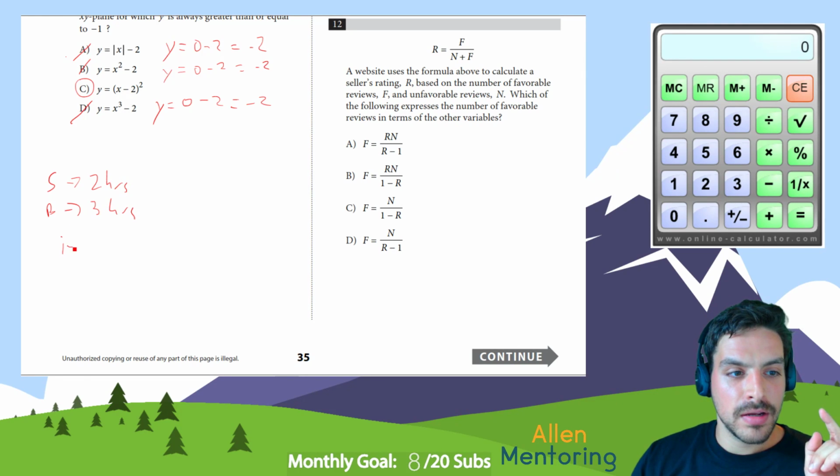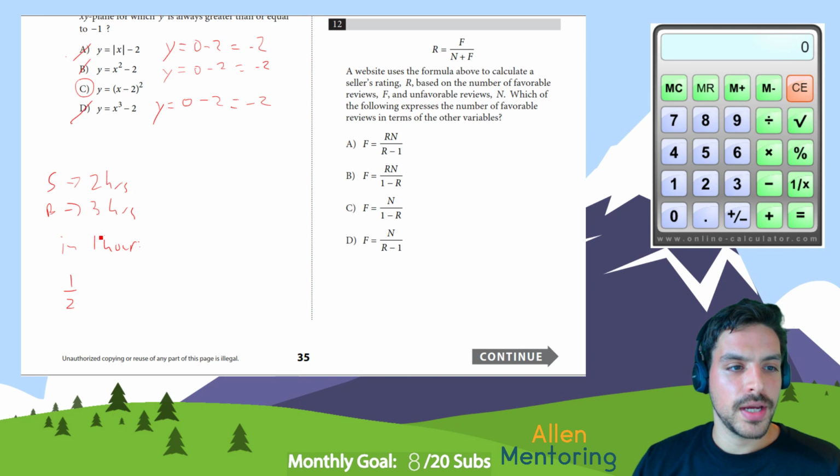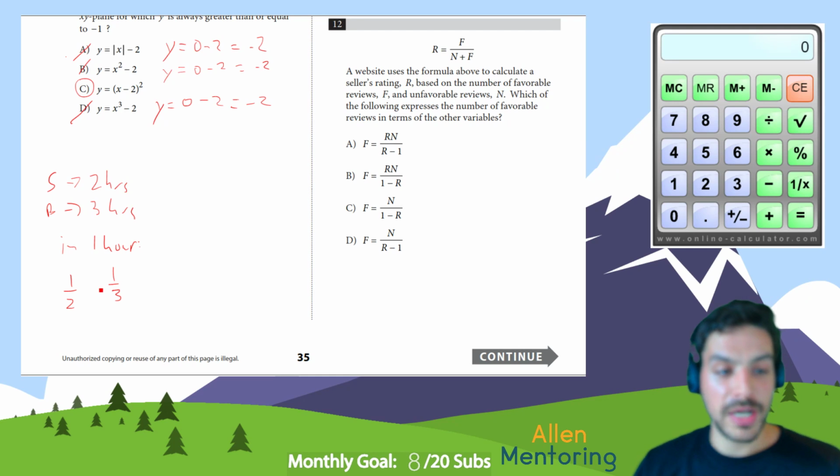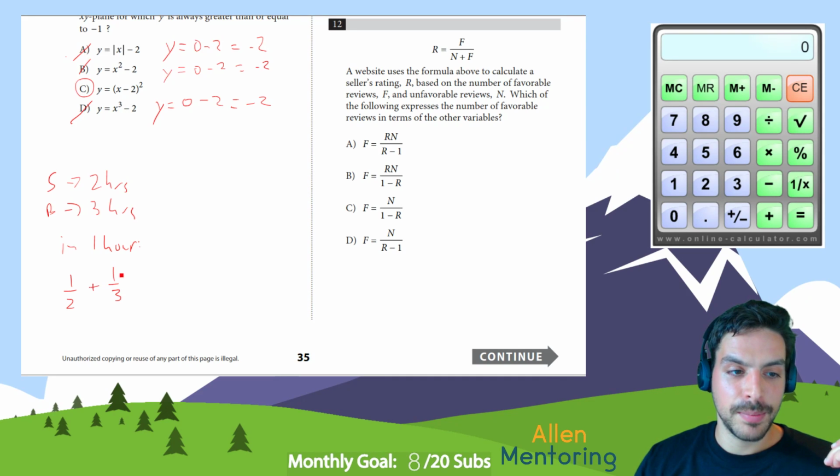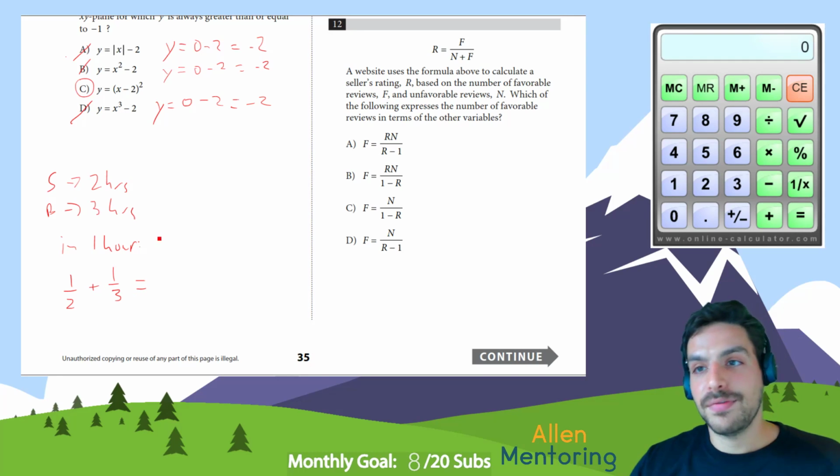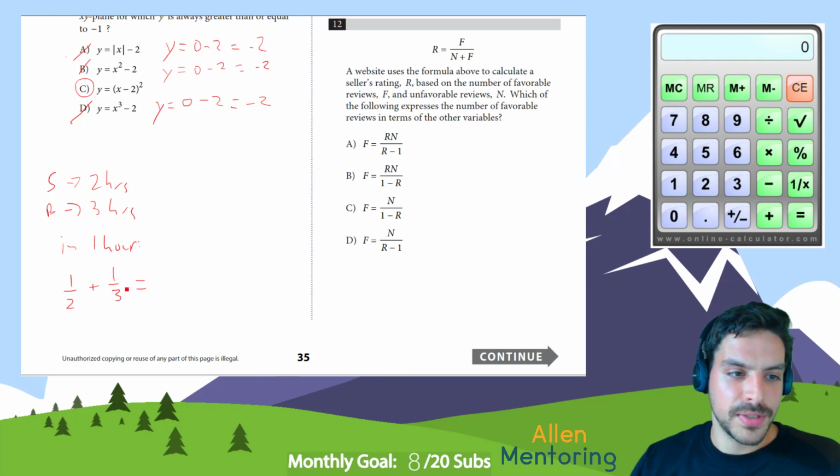So in 1 hour, Sven does 1/2 of the job, okay? Bjorn does 1/3 of the job. Okay, so in 1 hour combined, if they're both doing the job, how much of it do they get accomplished? Well, in order to add fractions of different denominators, we know what to do, right?